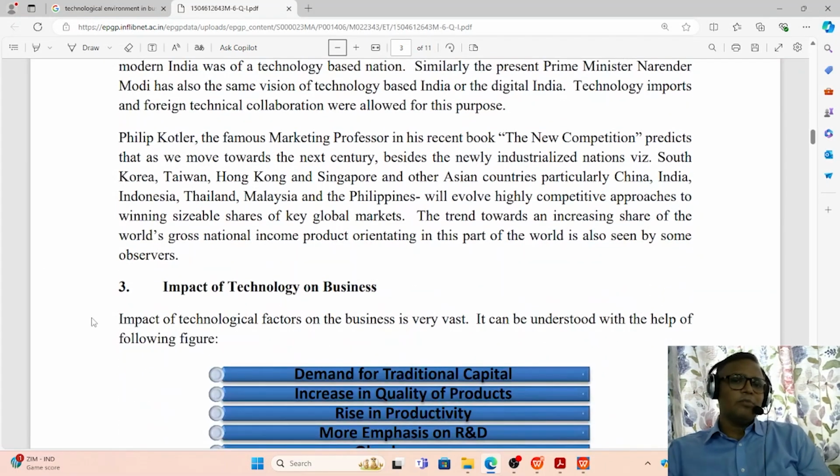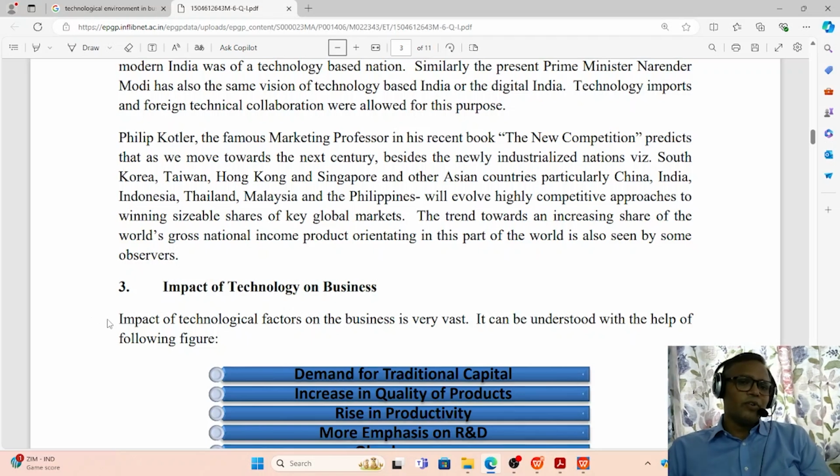Philip Kotler, the famous marketing professor, in his recent book says, on the new competition, that as we are moving towards the next century, besides the newly industrialized nations, which are South Korea, Taiwan, Hong Kong, Singapore, and other Asian countries, particularly China, India, Indonesia, Thailand, Malaysia, and the Philippines, will evolve highly competitive approaches to winning sizable shares of the key global markets. Thus, the trend towards an increasing share of world gross national income and product orientation in this part of the world is also seen by some observers.